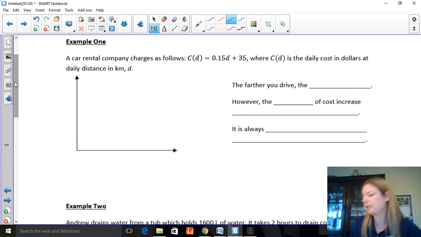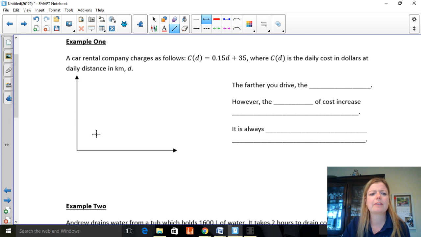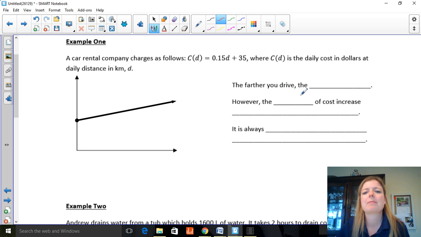So here's our first example, just about a car rental company. It charges C at D, so we can assume that where it says it's cost per day, sorry, for the daily distance. So it's 15 cents times D, so 15 cents a kilometer, excuse me, plus $35. So $35 a day. So if we were to graph this, it's a linear relation. Okay, so it would start at $35 a day here, and then it would increase by 15 cents a kilometer into all eternity until the domain makes sense to end.